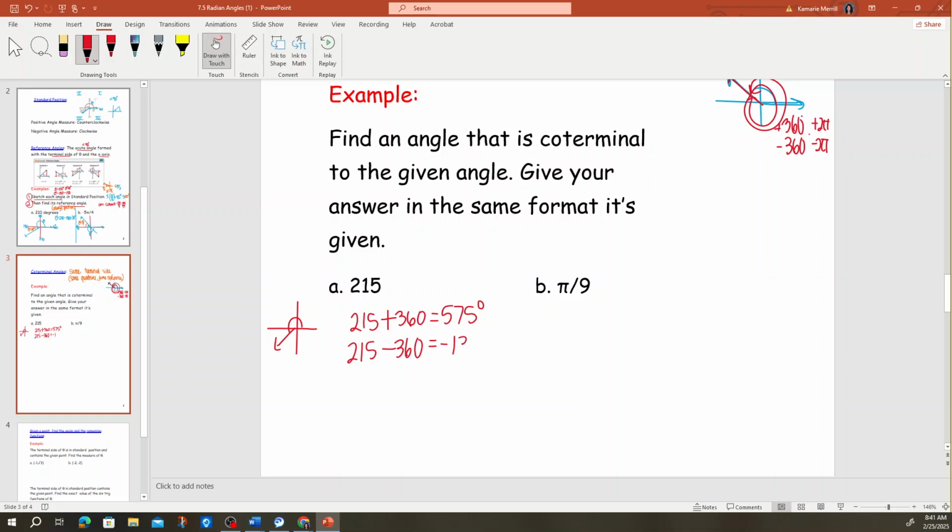Negative 135. Oh, 45. I didn't think that was 135. Okay. Negative 145. Yeah, that makes sense. If I go negative 145, it'll end up in the same spot.